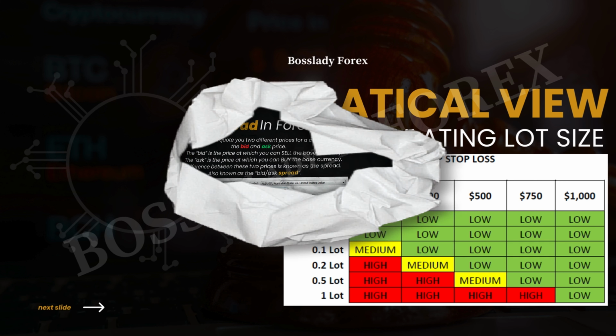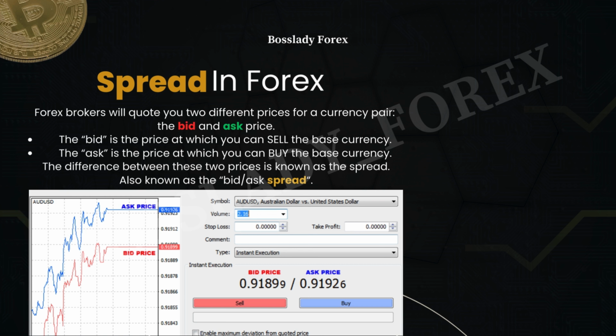Now, moving on to spread. In Forex trading, we have what we call spread. The Forex broker will quote you 2 different prices for a currency pair, which is the bid and the ask. The bid is the price at which you can sell the base currency, while the ask is the price at which you can buy the base currency. The difference between these 2 prices is called the spread.